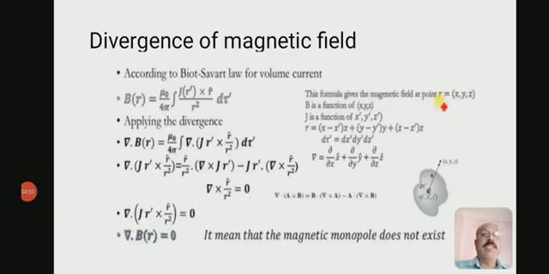Okay. The next is the divergence of the magnetic field. According to the Biot-Savart law, the volume current B of R is given by mu naught divided by 4 pi times the integral of J of R dash cross R cap divided by R squared d tau dash. Now here we apply the divergence theorem. Then finally we get del dot of R cap divided by R squared is equal to what? 0. So finally del dot B is equal to 0. It means that the magnetic monopole does not exist. This is the divergence of the magnetic field.